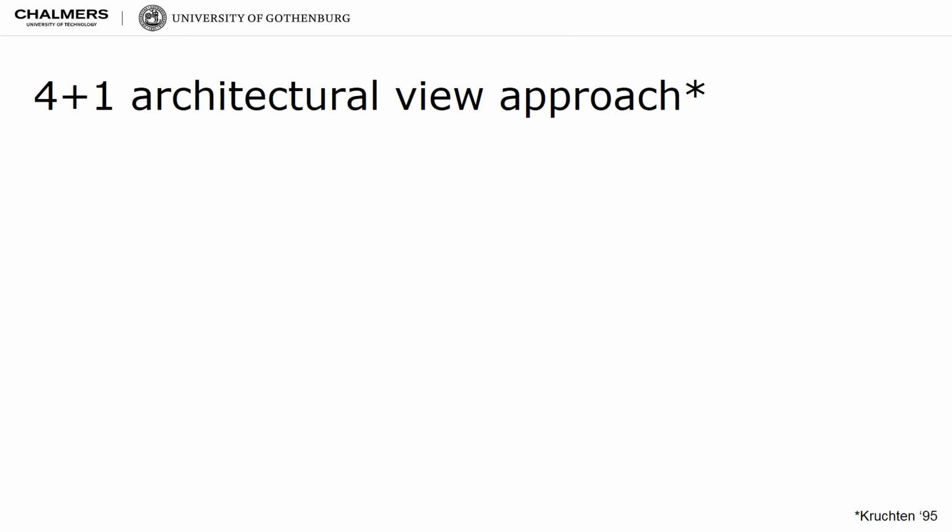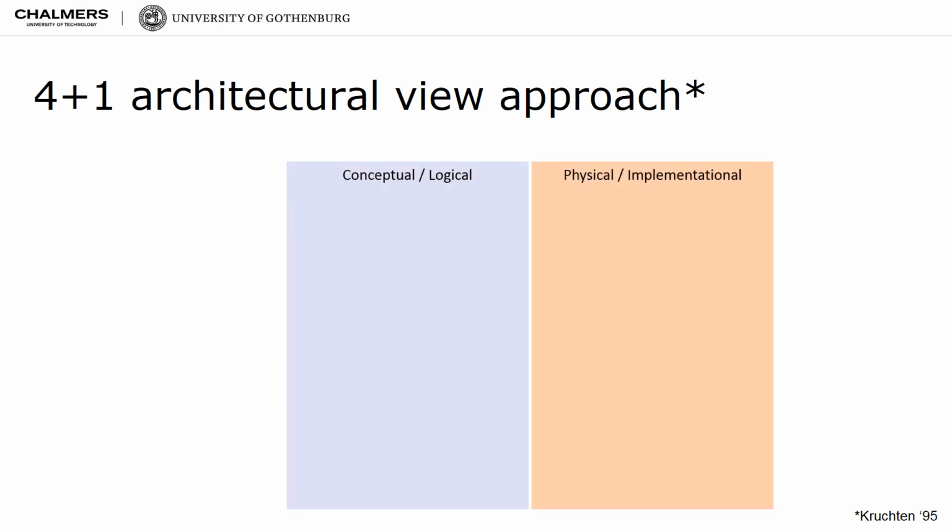The 4+1 view approach is one specific approach to organize a system's architectural representation into views. Globally, this approach organizes views in two dimensions: a more conceptual dimension and a dimension that deals with more tangible, physical artifacts of the system. Let's go over all of these views.